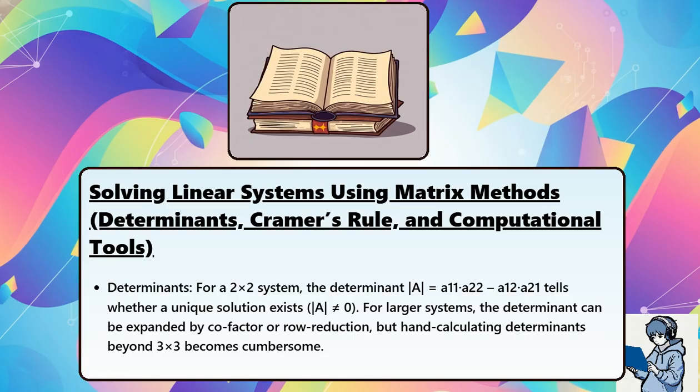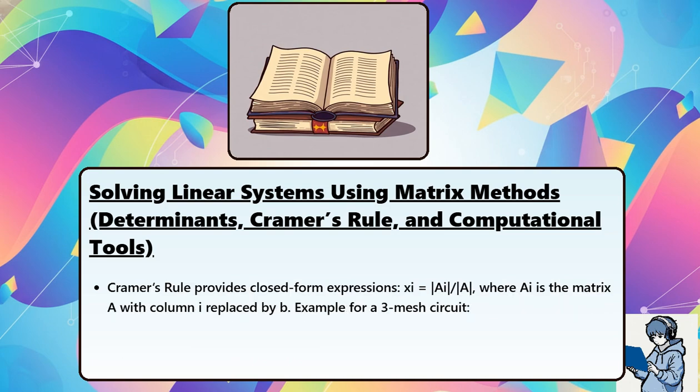For larger systems, the determinant can be expanded by cofactor or row reduction, but hand-calculating determinants beyond 3x3 becomes cumbersome. Cramer's rule provides closed-form expressions. xi equals the determinant of Ai divided by the determinant of A, where Ai is the matrix A with column i replaced by B.